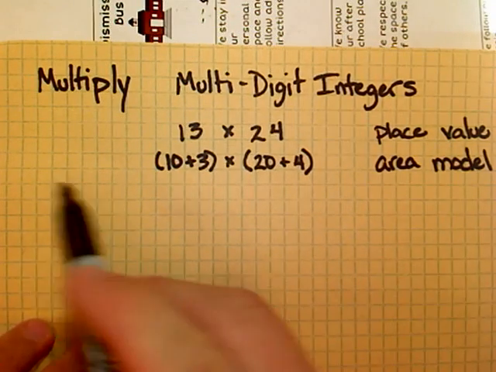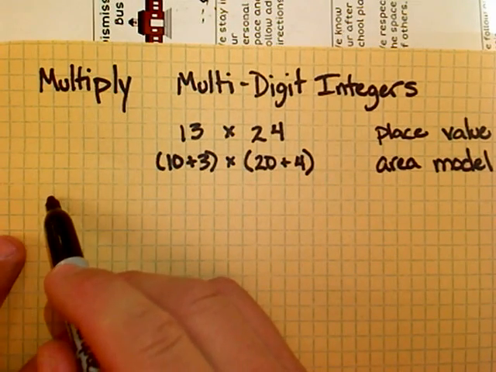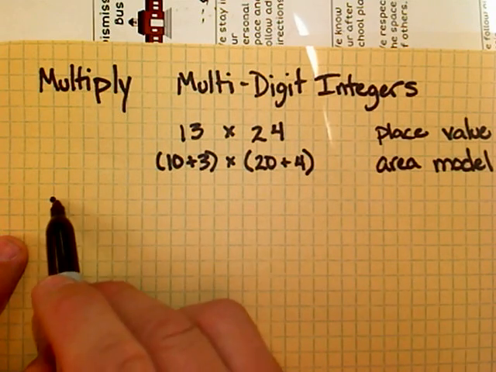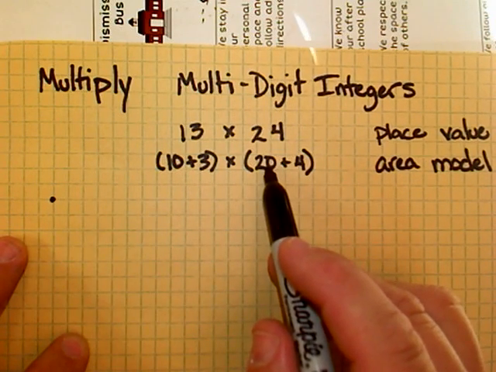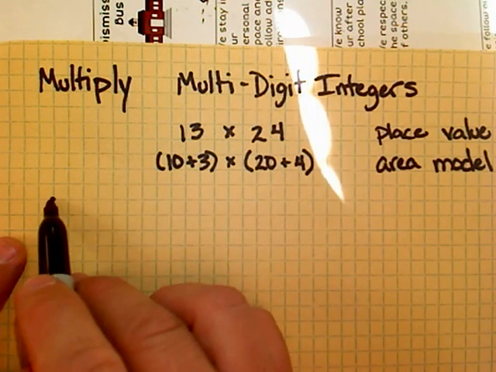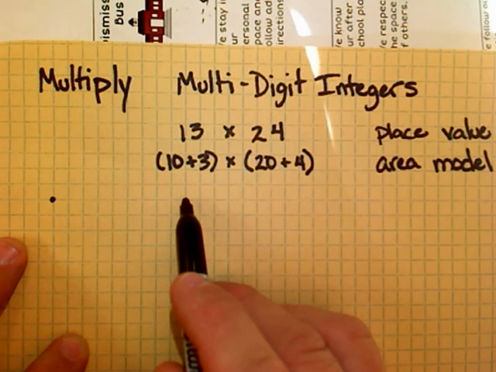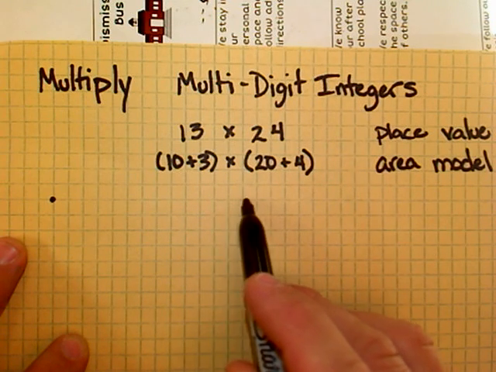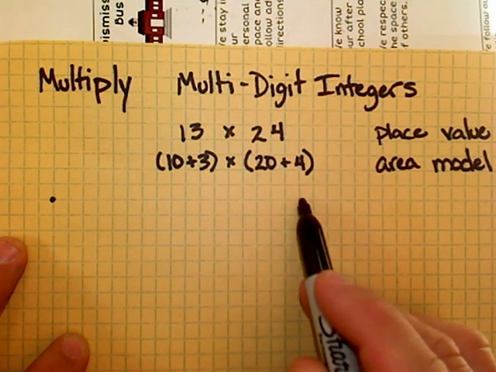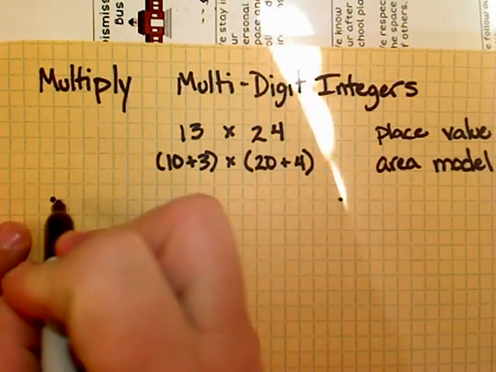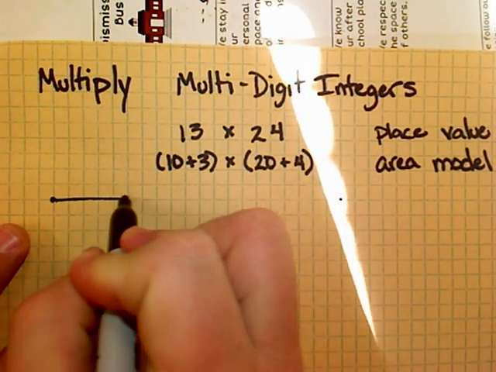Okay, so I'm just going to pick a random spot to start with. I'm going to put a dot there, and I'm going to count over 20 squares. So 1, 2, 3, 4, 5, 6, 7, 8, 9, 10, 11, 12, 13, 14, 15, 16, 17, 18, 19, 20. Okay, and then I just draw a line.